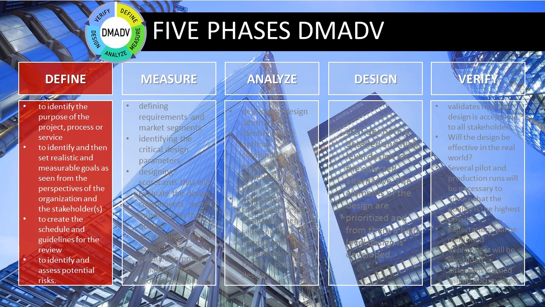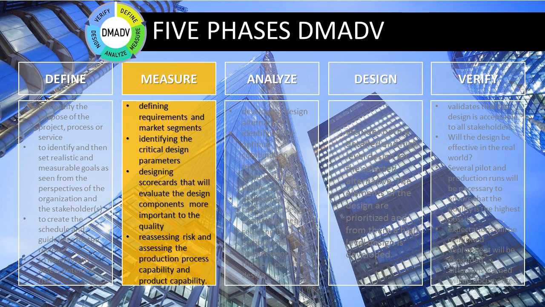The first phase of DMADV is define. The goals of the first phase are to first, identify the purpose of the project, process, or service. Second is to set realistic and measurable goals as seen from the perspective of the organization and stakeholders. Next is to create the schedule and guidelines for the review. And finally, we have to identify and assess potential risk.